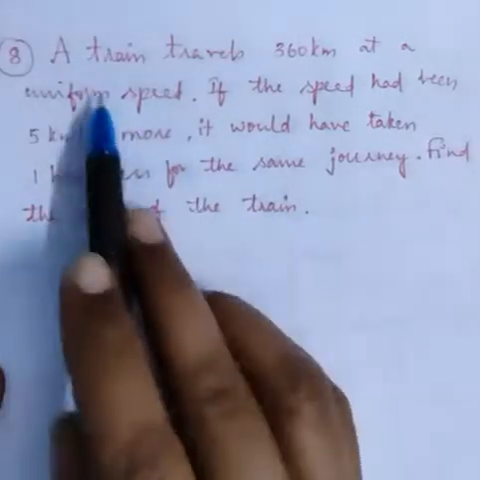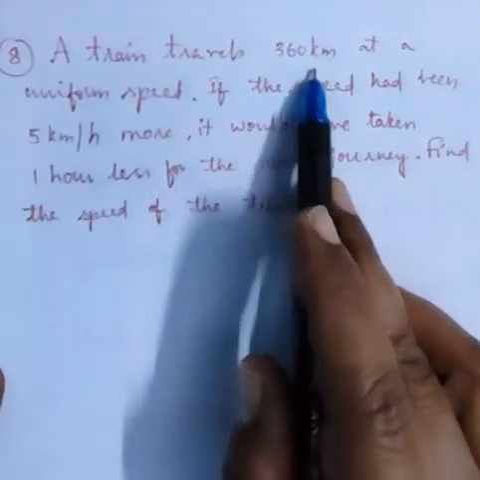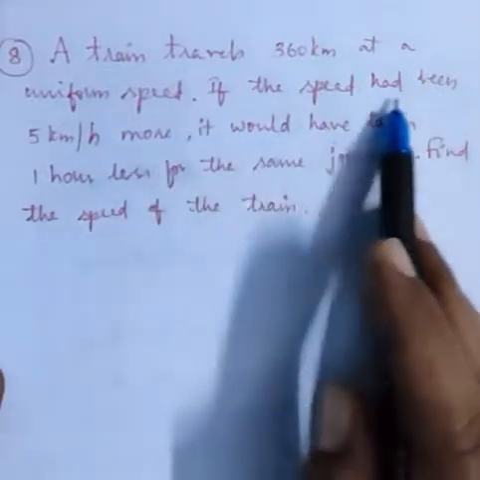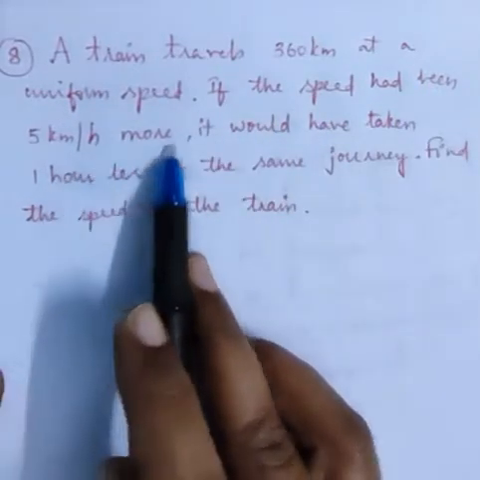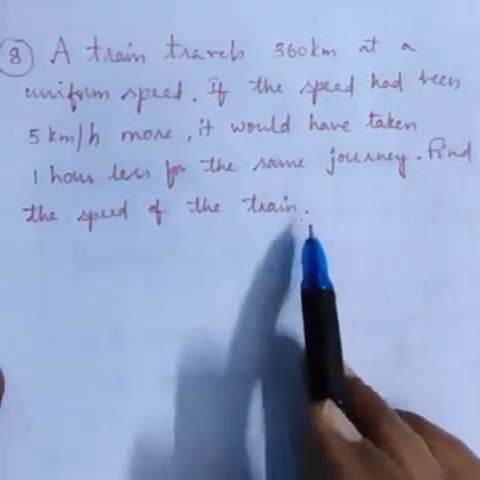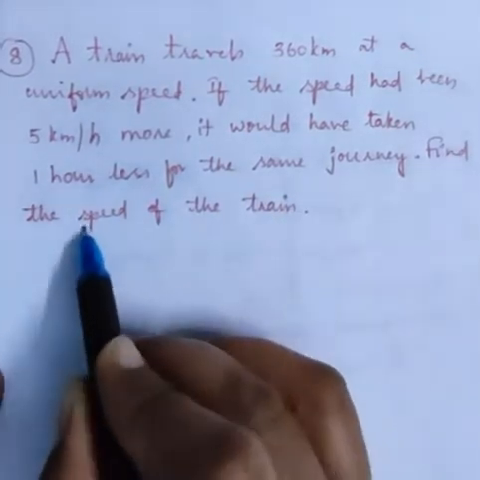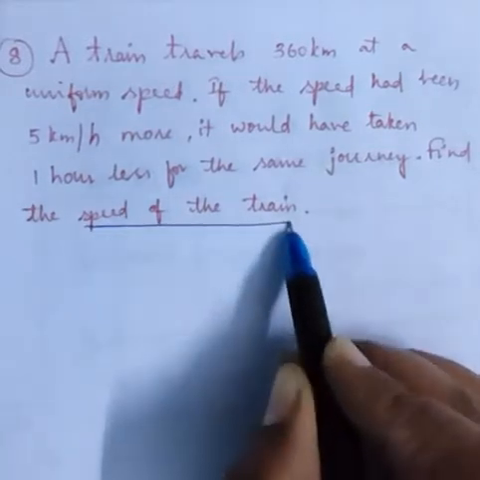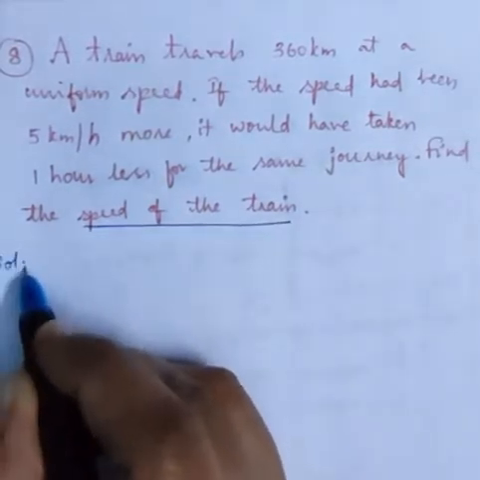The question is, a train travels 360 km at a uniform speed. If the speed had been 5 km per hour more, it would have taken 1 hour less for the same journey. Find the speed of the train. In the question we are asked to find the speed of the train, which we are going to assume as x.